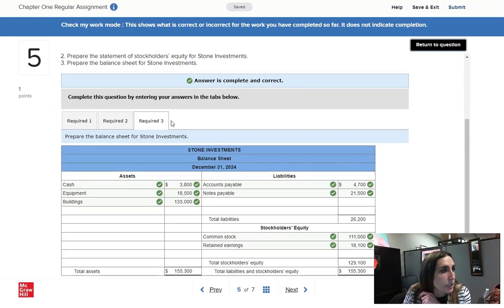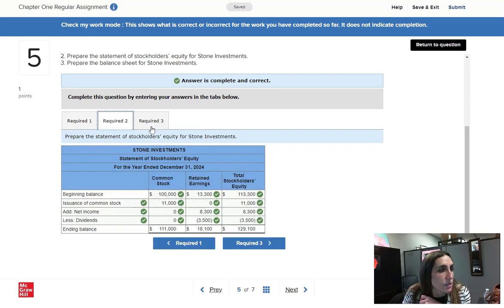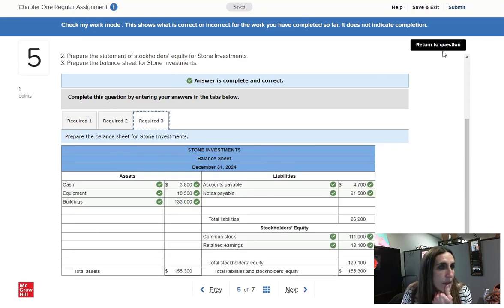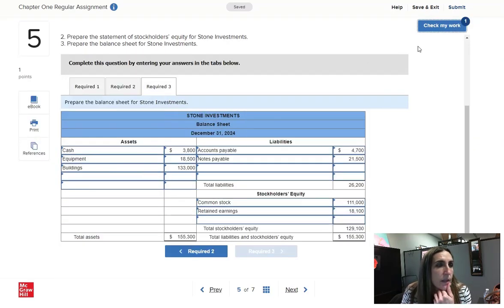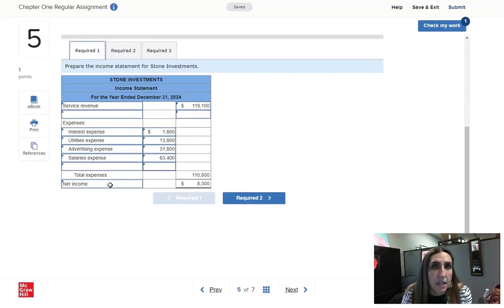It says it is complete and correct, because if I just do requirement 1 and then check it and I haven't done requirement 2, then obviously the empty blanks will be wrong. So all done. If it says it's correct but not complete, you probably just forgot to pick a drop down. Maybe you forgot to select the net income box at the bottom here.